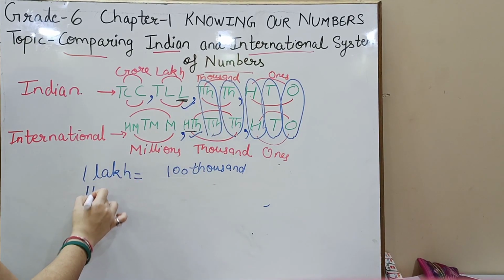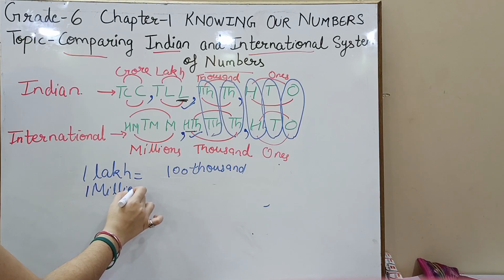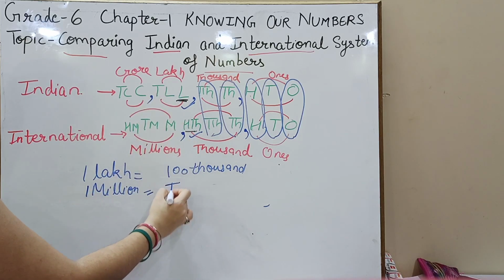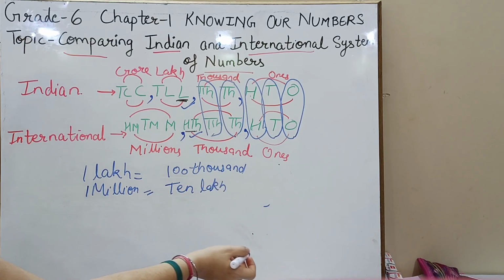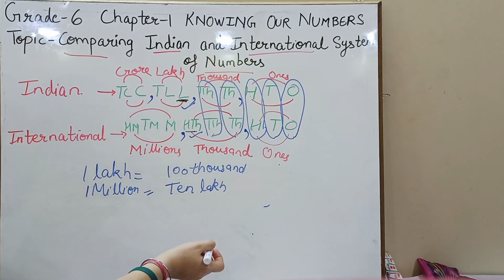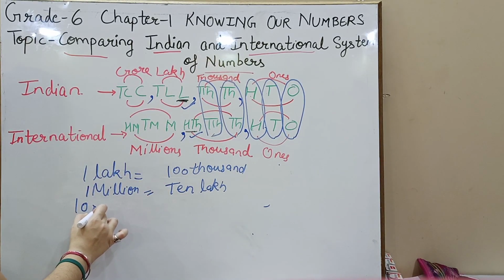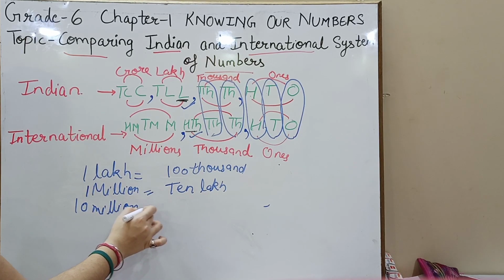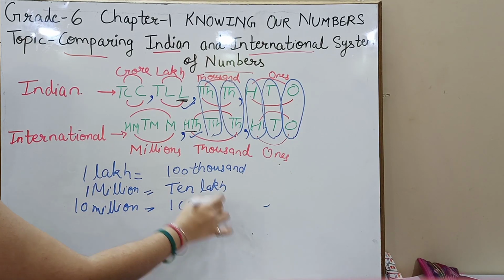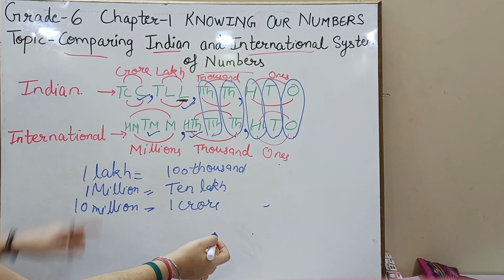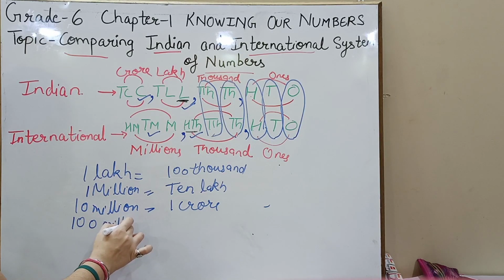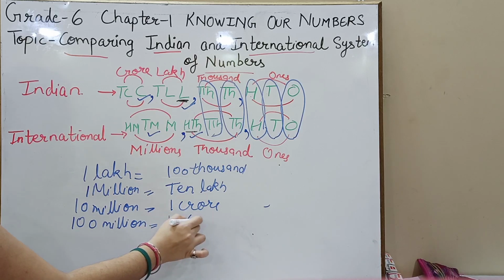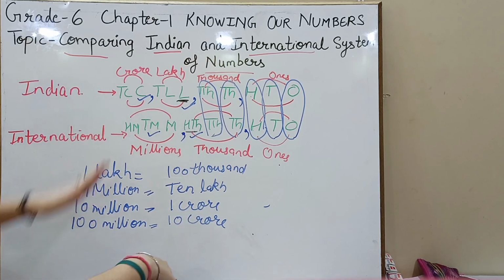1 million will be equal to 10 lakh. If I talk about 10 million, it will be equal to 1 crore. And if I talk about 100 million, it will be equal to 10 crore. So you can compare your Indian and international place value system in this way.